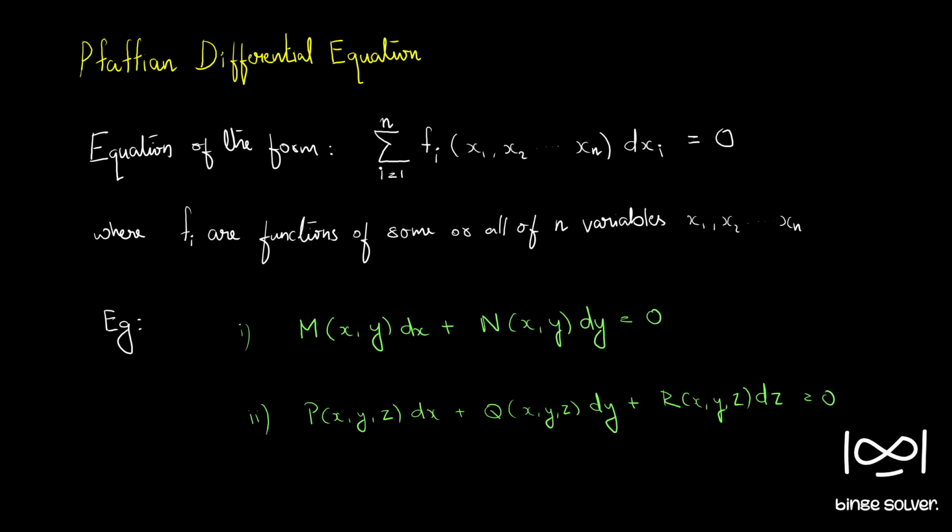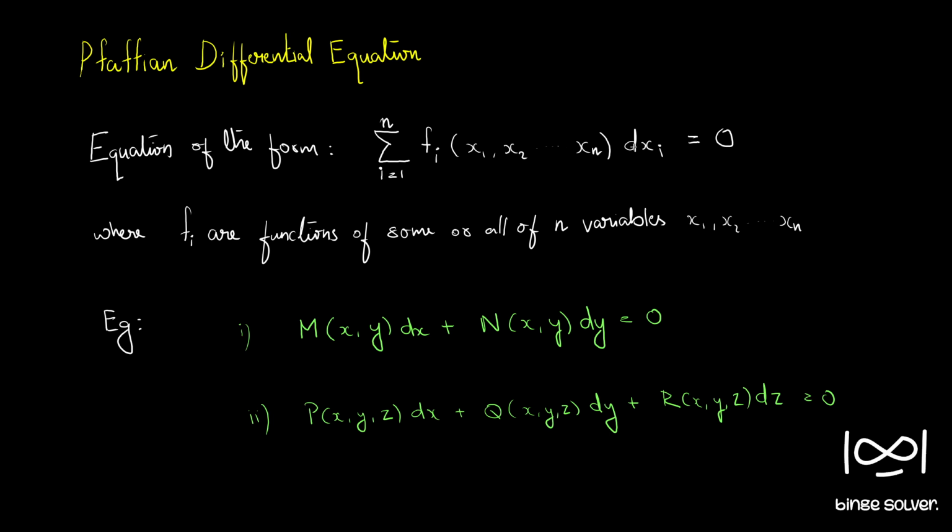Pfaffian differential equations are equations of the form sigma i equal to 1 to n f of i dx i equal to 0. So pause and read what's written on the screen. Though it looks complicated, it is fairly simple. And we will be mostly dealing with cases where n equal to 2. That is, it will be of the form shown in example 1: M dx plus N dy equal to 0, where M and N are functions of two variables, x and y.